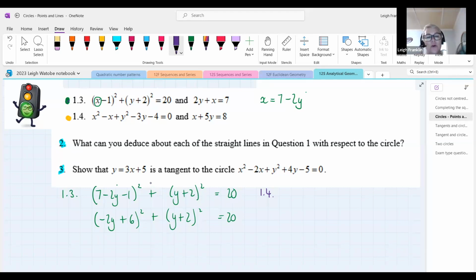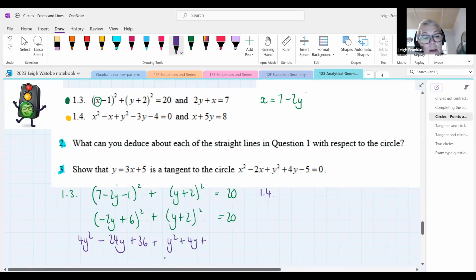Yes, it would make your whole equation wrong. Don't worry, I did that earlier as well. I also forgot to make it equal to 0, and there was supposed to be a number there. So when we square this binomial, we would have ended up with 4y squared minus 24y plus 36. Over here, we would have ended up with y squared plus 4y plus 4, and then we needed to bring the 20 over from the other side.